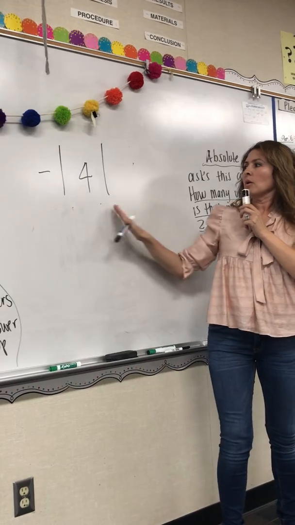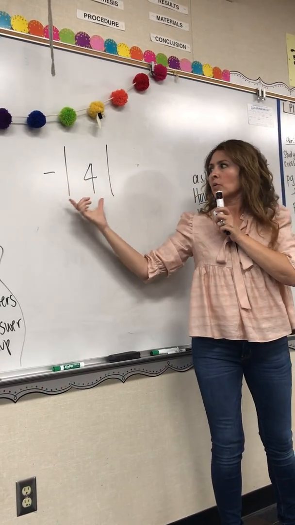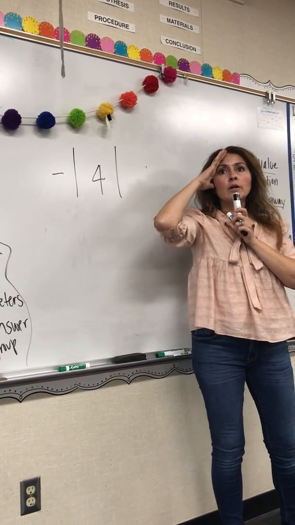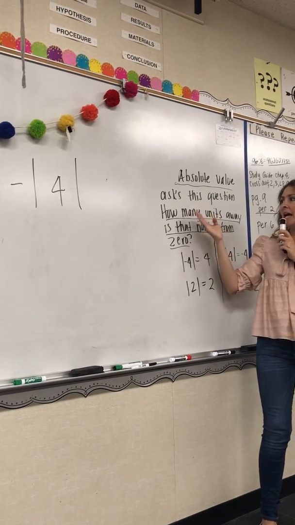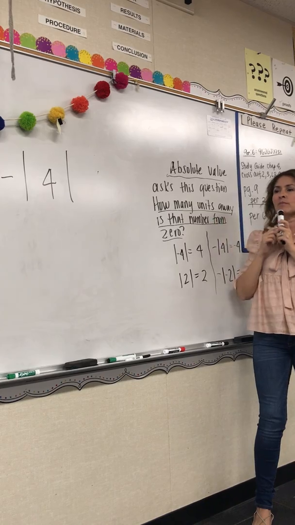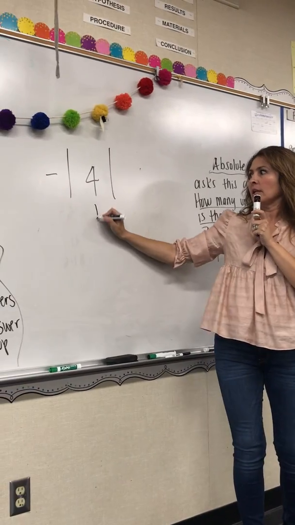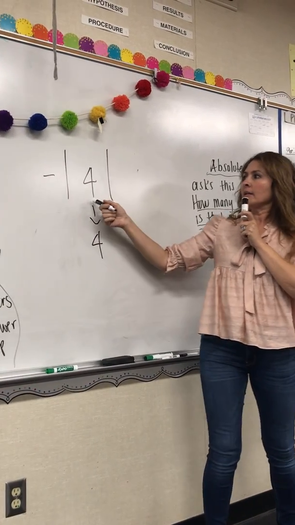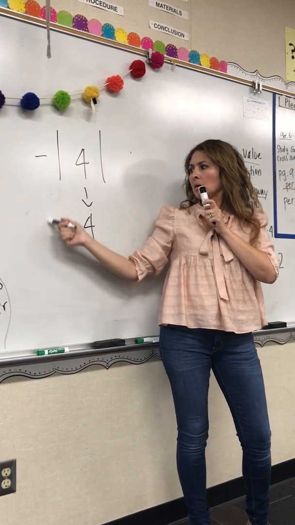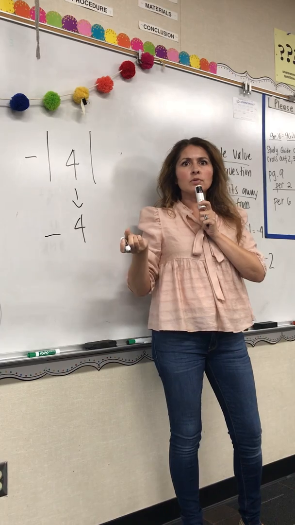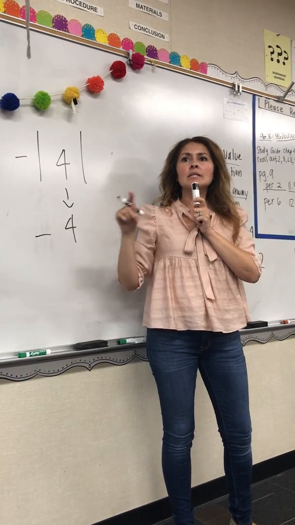Good. So I'm going to have you go back to the question. You see the absolute value bars, you go, oh, I know the question I'm supposed to ask: how many units away is that number from 0? The answer is that it is 4. And then you're like, well, what do I do with this guy? Bring it down. I gotta bring it down because I don't know what else to do with it. Now all of a sudden it is a -4.